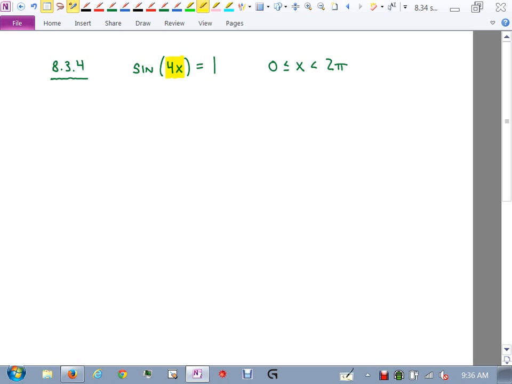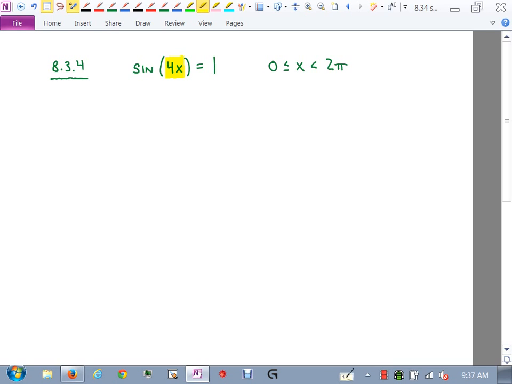So let's just say you think the answer is pi over 2. Plug pi over 2 in here. What's pi over 2 times 4? 2 pi. What's sine of 2 pi? So 2 pi is all the way around, right? What's sine of 2 pi? 0. Is that equal to 1? No. So that answer is wrong. You see that? So that 4 is screwing everything up.